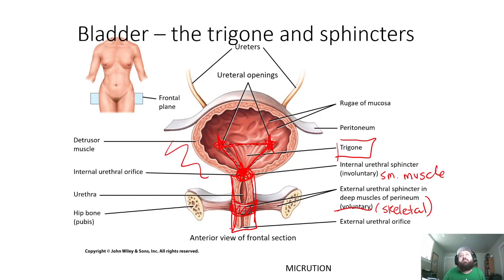The next lecture coming up will be to talk about the nephron, and we'll start getting into the nitty-gritty of how urine is produced.